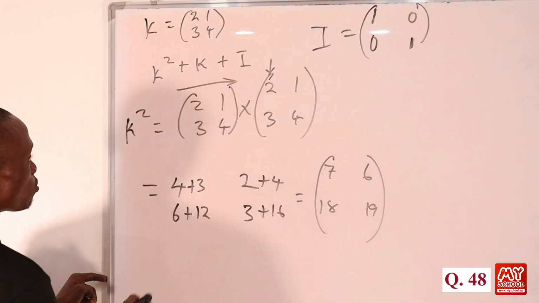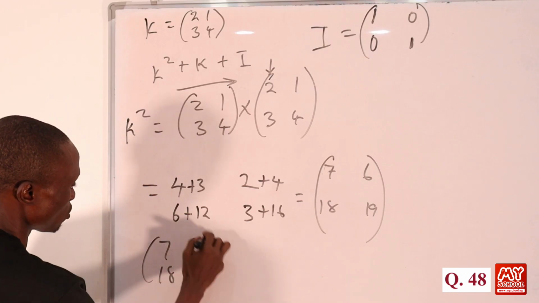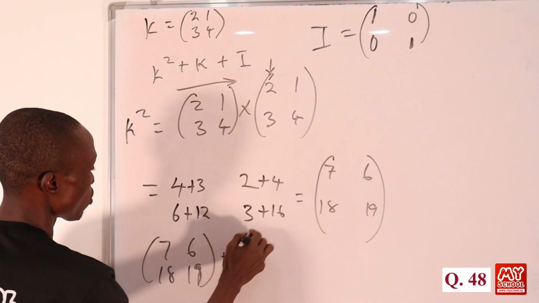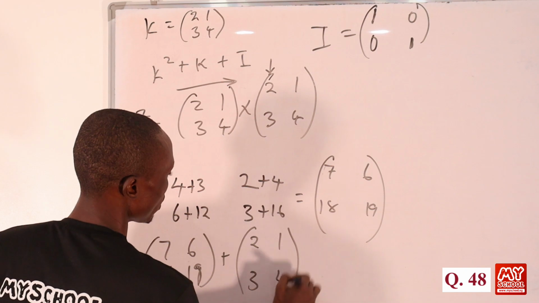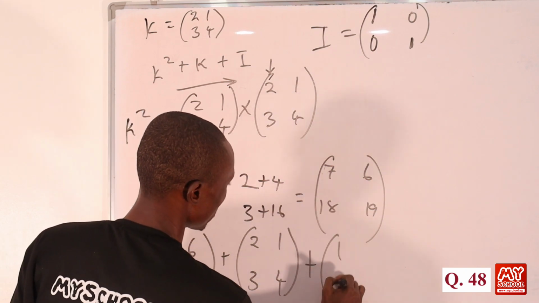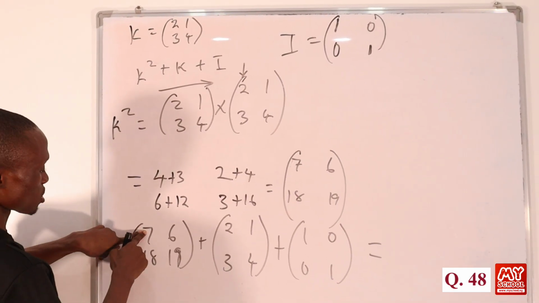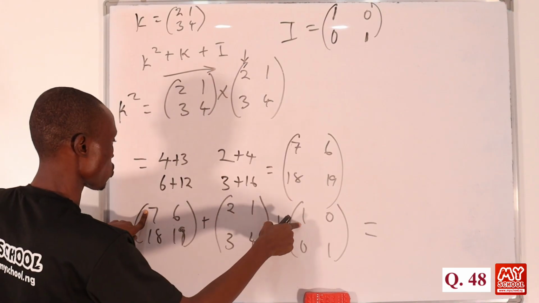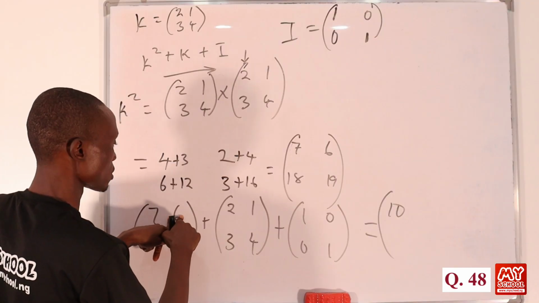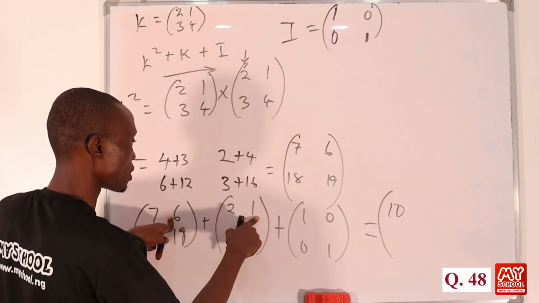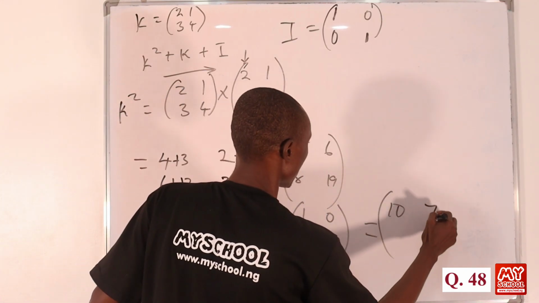Now let's bring all this together. Here we'll be having 7, 18, 6, 19, which stand for K squared, then plus the given matrix, which is 2, 3, 1, 4, then plus the identity matrix, which is 1, 0, 0, 1. So we have to add all this together. 7 plus 2 plus 1 will be equal to 10. Then 6 plus 1 plus 0 would be equal to 7.